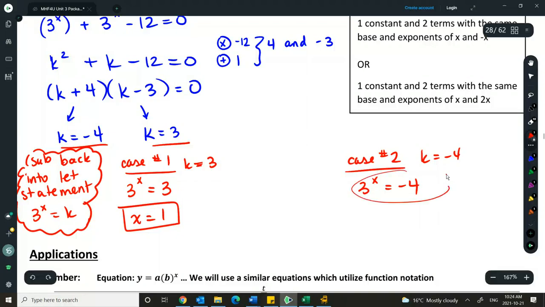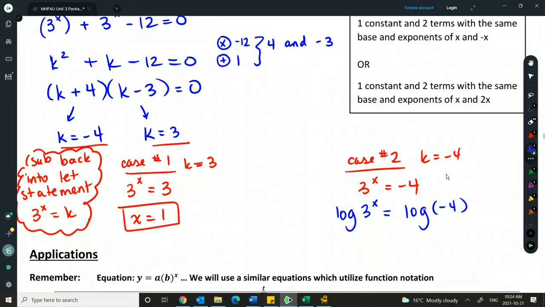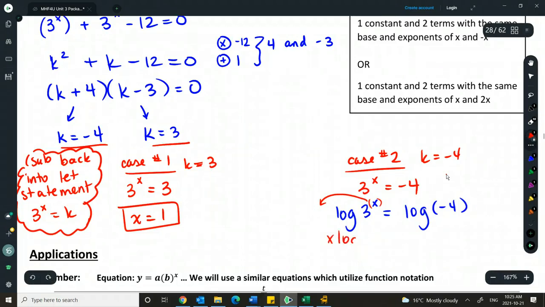This one's a little bit tougher, right? Because I don't really know 3 to what exponent equals -4. So this is the point where we can use log to help us. So I will log both sides. Or if you want, second method, like what we practiced in our quiz, switch it into logarithmic form. And then you can use power rule, bring down the x, and divide out log 3.